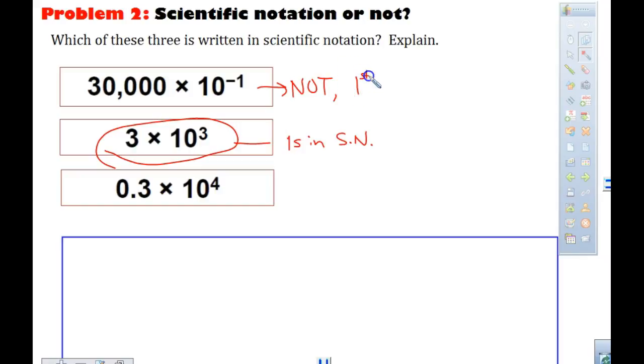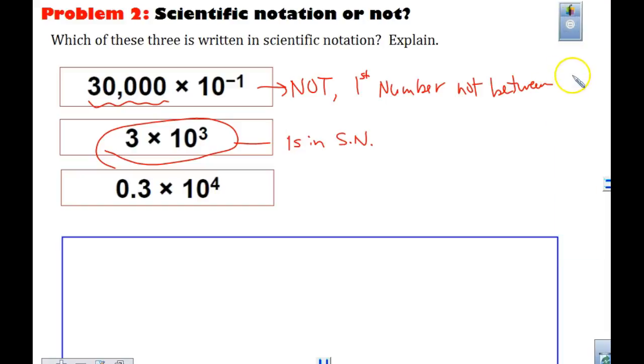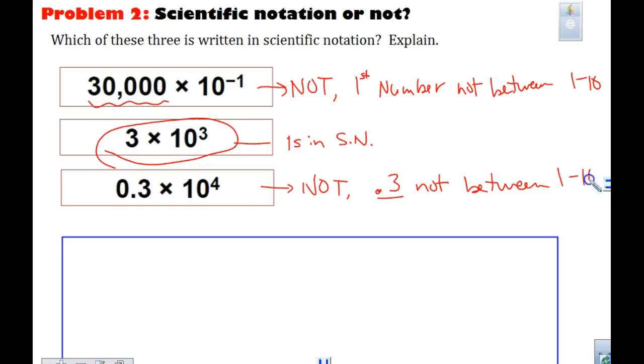Okay, the first number we're talking about, this 30,000, is not between 1 and 10. Now, if I'm looking at the last one, what's my reason there? Because that's like a decimal. Right, 0.3, again, it's not between 1 and 10. It would have to be 3 if it was going to be in scientific notation. Okay?